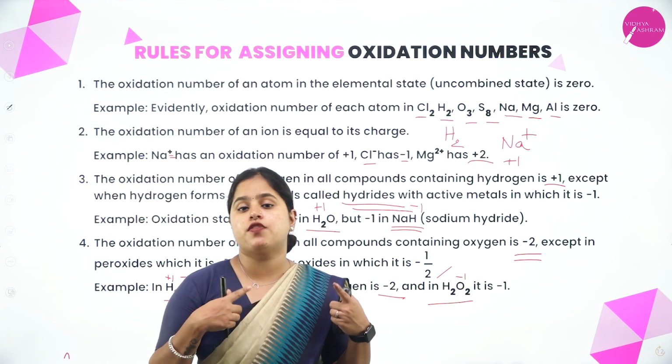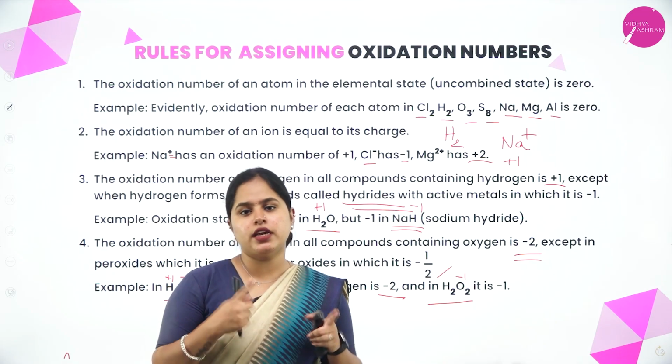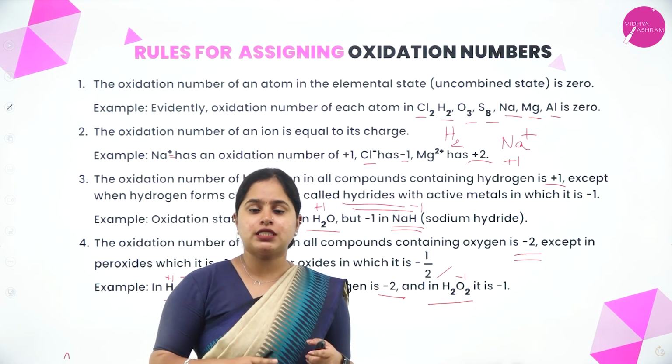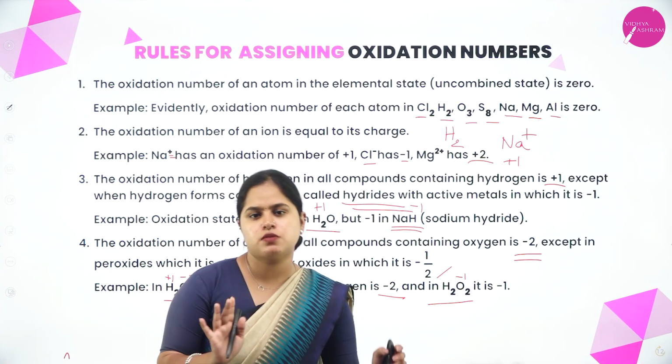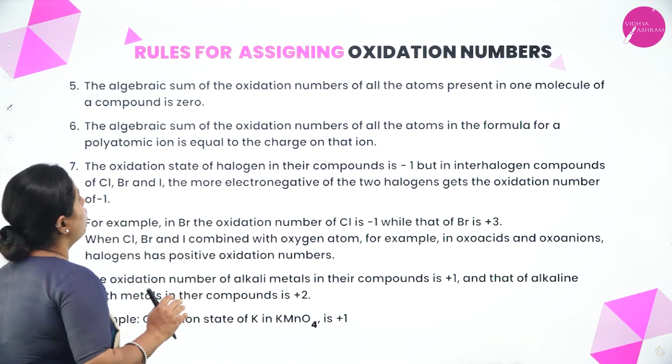Hydrogen, when it is forming hydrides, it is -1. In all other cases, it is +1. Oxygen, if it is forming peroxides, it is -1. In all other cases, it is -2. So I hope it is clear. Now moving on to the next rule.